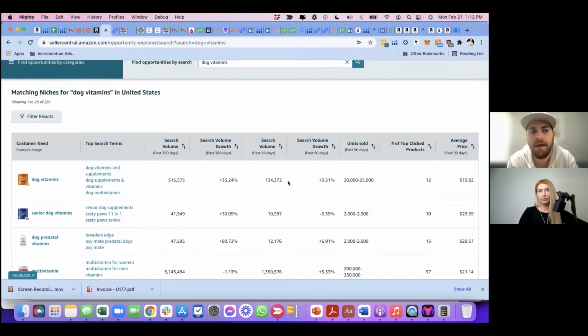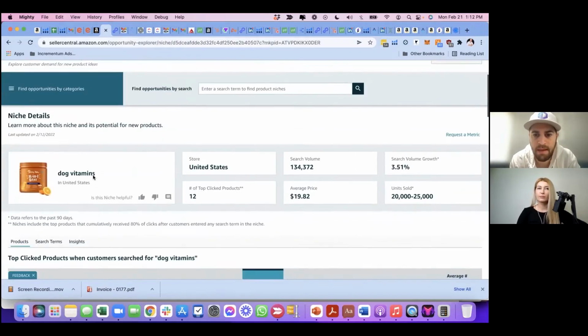And again, unlike other tools that give me estimated search volume, like Jungle Scout and Helium and other tools that are out there, this is data directly coming from Amazon, and Amazon has never publicly shared this data before.